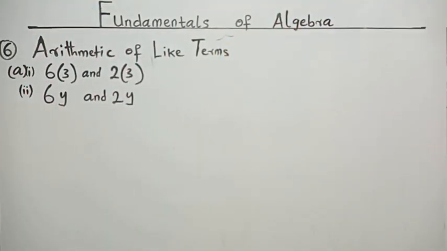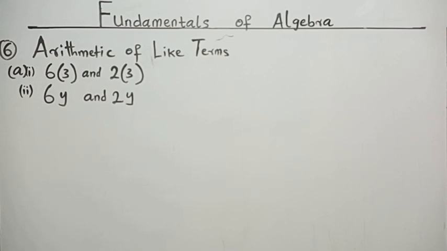Now let us take objective number 6, arithmetic of like terms. If you watch the screen, you will see two sets of numbers. This set and this set. 6 bracket 3 means 6 threes. 2 bracket 3 means 2 threes. 6 bracket 3 and 2 bracket 3 are like terms. I hope you know why.